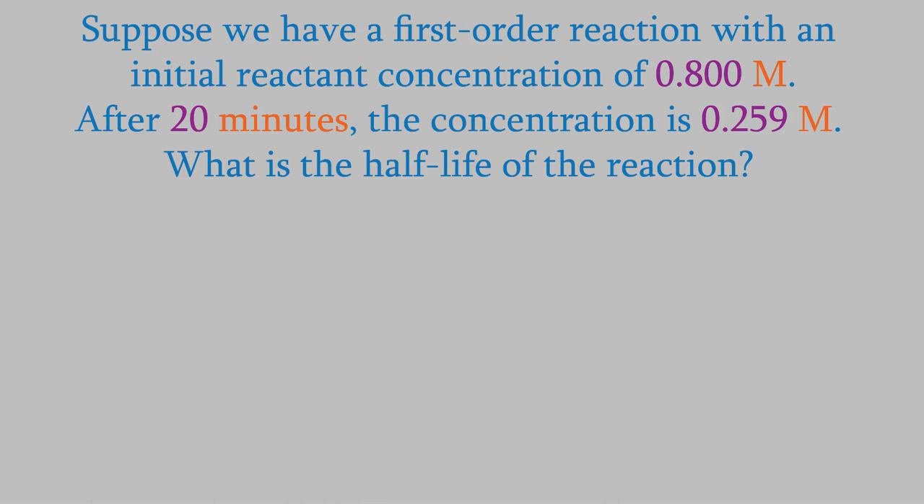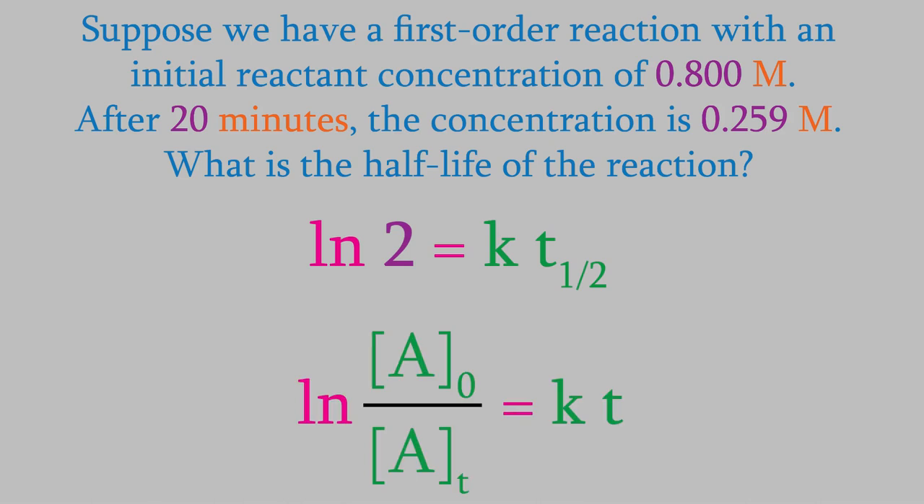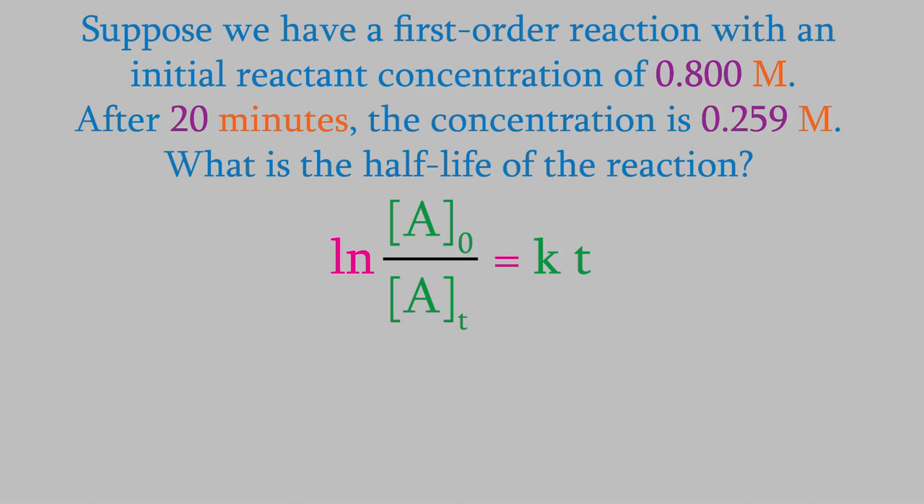To find the half-life, we'll use this equation. It's the only equation we know so far that has half-life in it. But unfortunately, in order to use it, we need to know k, the rate constant. How can we find out what k is? Luckily, we learned another equation for first-order reactions, and this one will allow us to figure out k. Our problem tells us the beginning and ending concentrations, and the amount of time, so we'll be able to use this equation to get k.